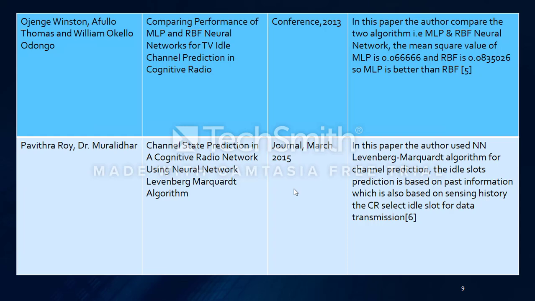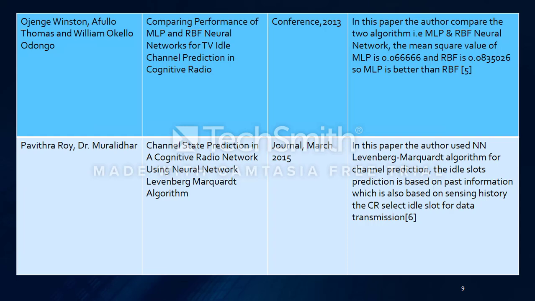Next one is comparing performance of MLP and RBF neural network for TV idle channel prediction in cognitive radio, and the authors are James Winston, Fuller Thomas, and William Okello, which is published in 2013. In this paper, the author compared the two algorithms, that is multilayer perceptron and radial basis function neural network. The mean square value of MLP is 0.0666 and the RBF is 0.0835026. So MLP is slightly better than RBF.